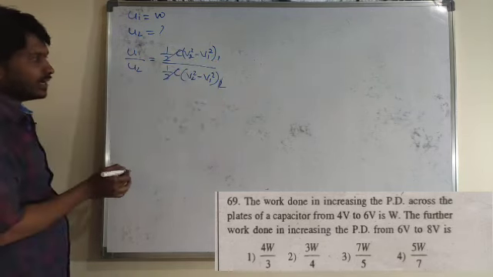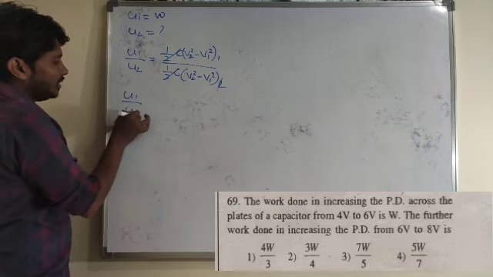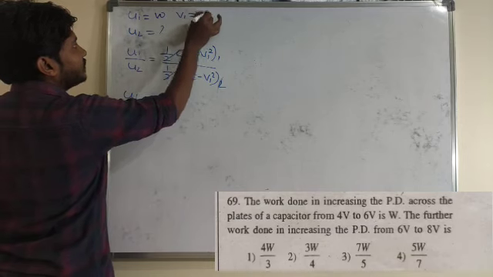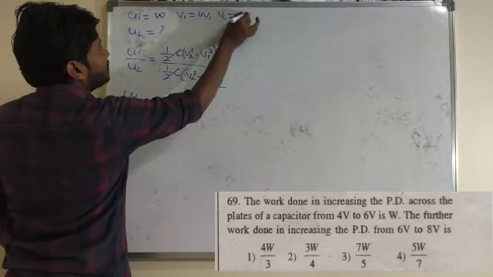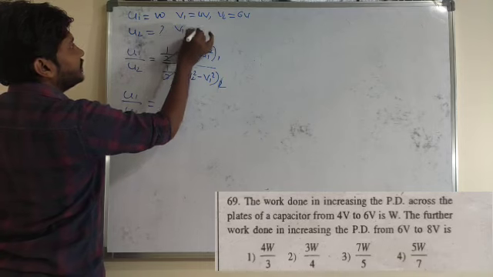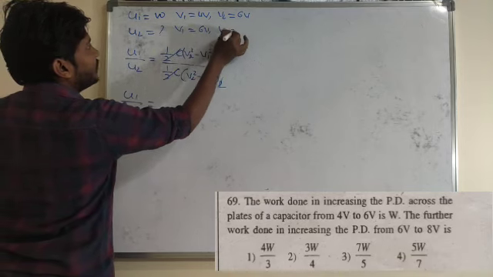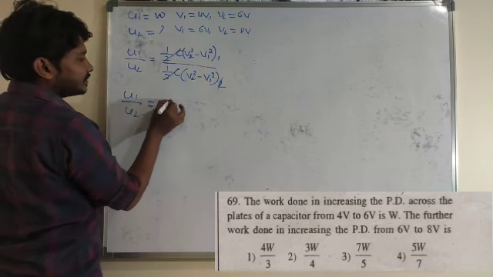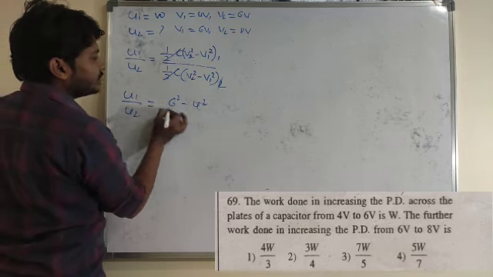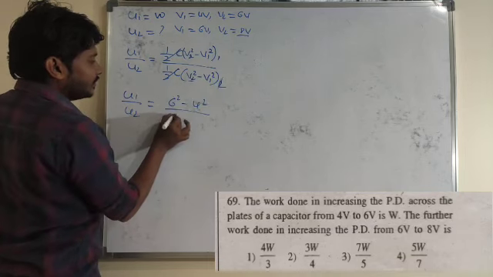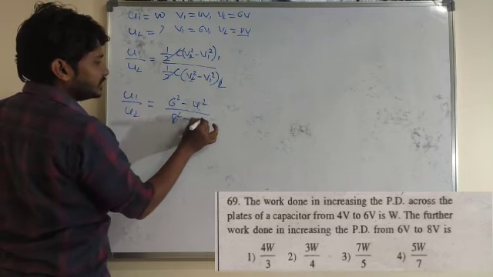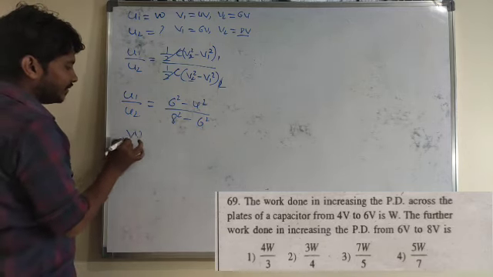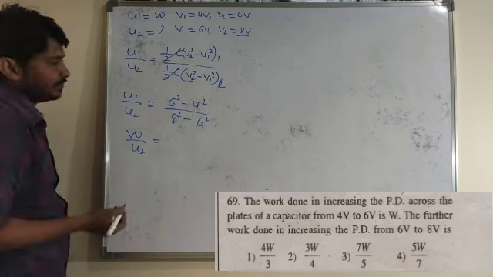Half of C will cancel out in U1 by U2. In the first case V1 value is 4 volt and V2 value is 6 volt. In the second case V1 value is 6 volt, V2 value is 8 volt. So the first case is 6 square minus 4 square, the second case is 8 square minus 6 square. U1 is equal to W, and U2 value is yet to be determined.